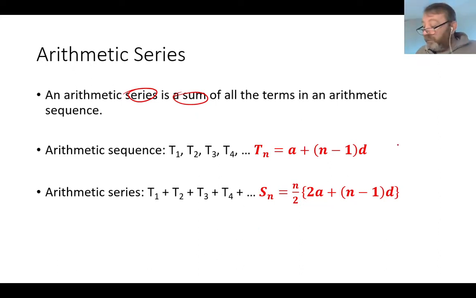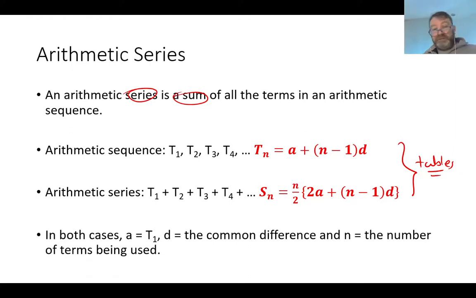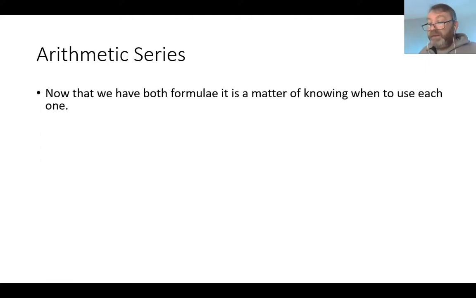And yes, they are both in your tables, so you can look these things up in your tables should you forget what they are. I would advise you to commit them to memory, because at the end of the day, this whole chapter is only based on 4 formulas, okay? So I would commit them to memory so that you know which formula to use off the top of your head. If you forget, you turn to page 21, 22 of your tables, and they're there. In both cases, a is still the first term. A will always be t1, okay? D is the common difference, and n is the number of terms that we're dealing with in that sequence or in that particular series. Now that we've found the formulae, it is a matter of knowing when to use each one.